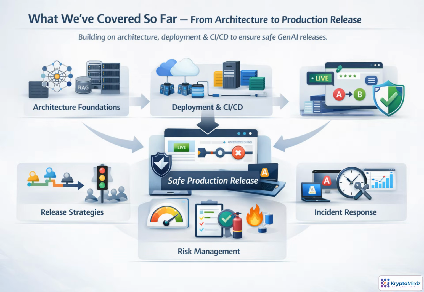Up to this point, we've built the foundation: GenAI architecture, RAG flows, APIs, deployment choices, CI/CD, infrastructure as code, and versioning for models, prompts, data, and indexes. Now we shift from deployment to safe release. That means choosing rollout strategies, limiting user impact, detecting behavior changes early, and preparing fast response paths before we go deeper into observability and evaluation.